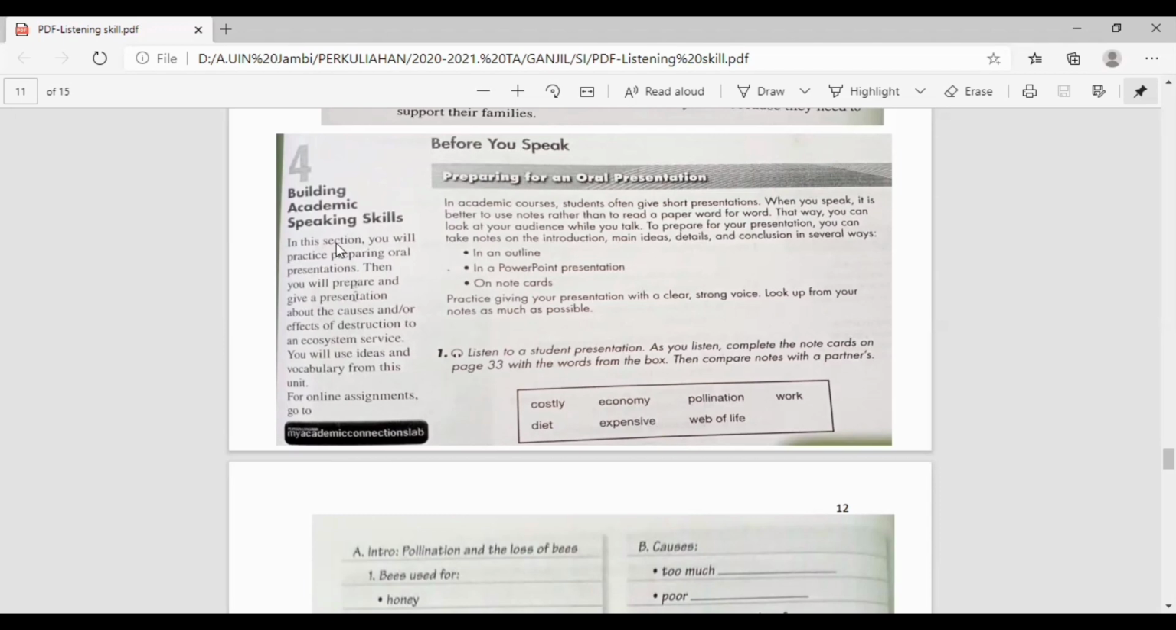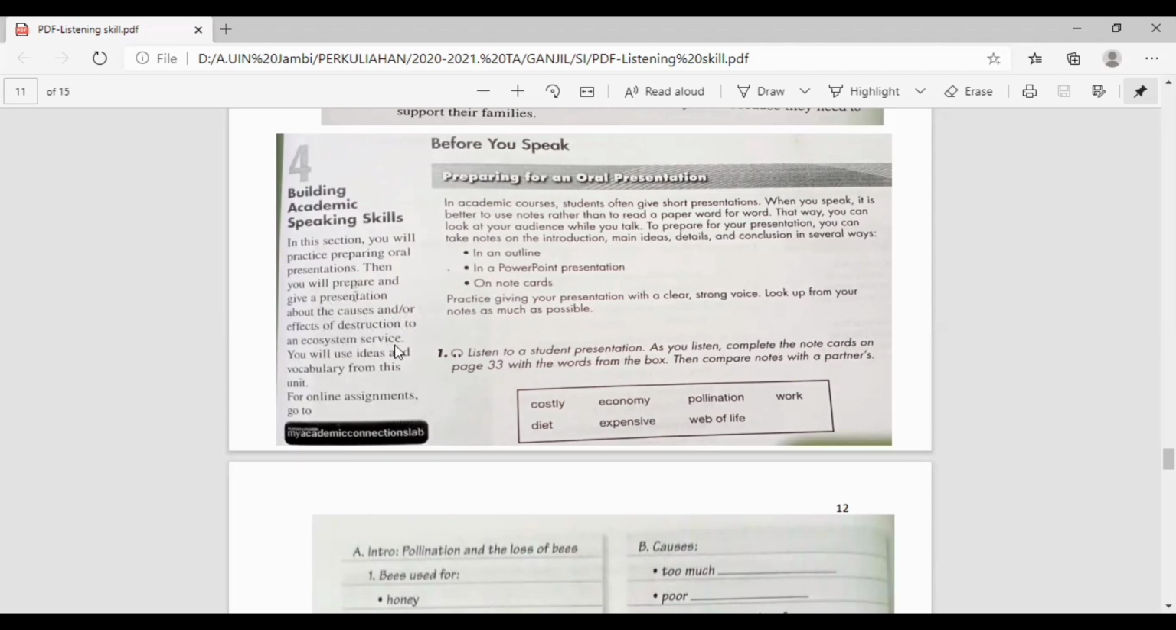Okay, in this section, sorry, I will repeat. You will practice preparing an oral presentation. Then you will prepare and give a presentation about the causes and or the effects of destruction to an ecosystem. You will use ideas and vocabulary from this unit. So the topic of your presentation is about the causes and the effects of destruction to an ecosystem.